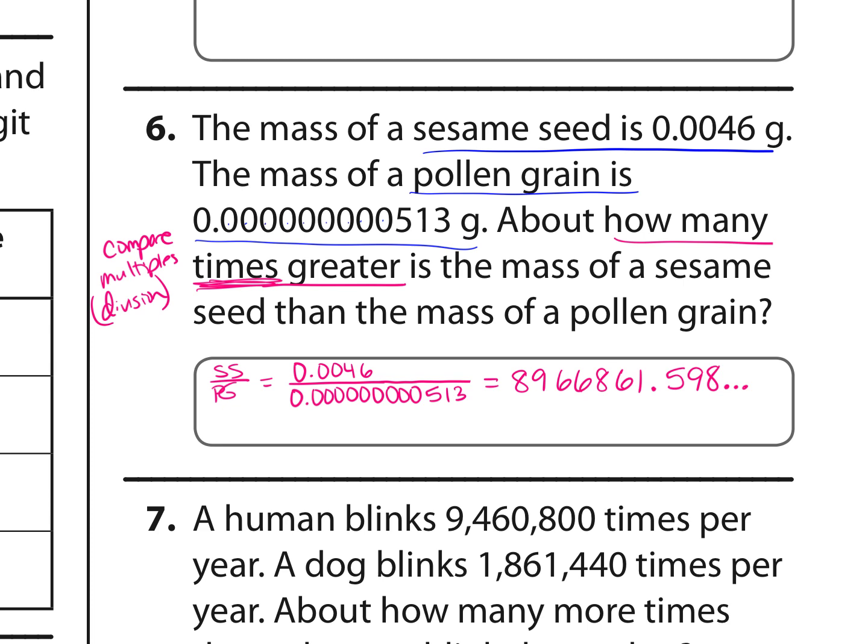However, it gives us this nice little word, about, so we could get an estimate of this. So this is pretty close to 9 followed by 6 zeros, which is 9 million. And we could write that as 9 times 10 to the 6th power. So it's about that many times greater of mass for the sesame seed than the pollen grain.